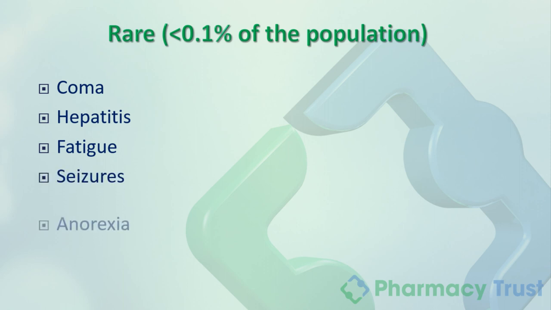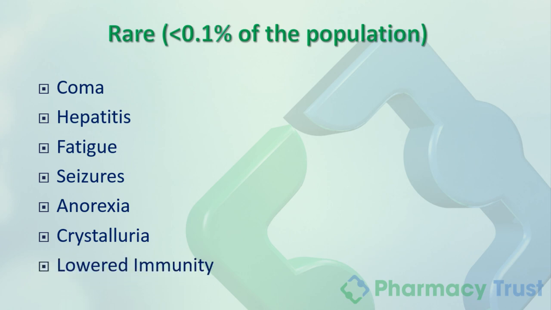seizures, anorexia, crystalluria. This is when crystals are found in your urine, which can lead to the formation of kidney stones. Decreased number of white cells in your body. This can lower your immunity. As a reaction to the medicine, you might develop Stevens-Johnson syndrome. This is a life-threatening disorder affecting the skin and mucous membranes, in which the dermis separates from the epidermis. This must be treated immediately.